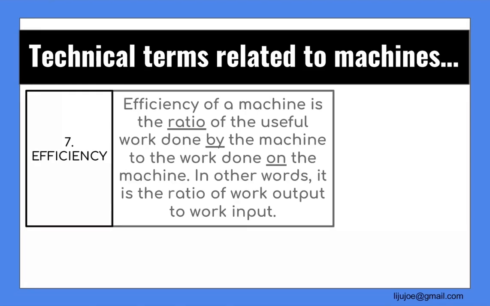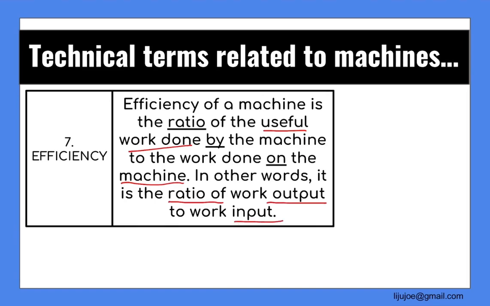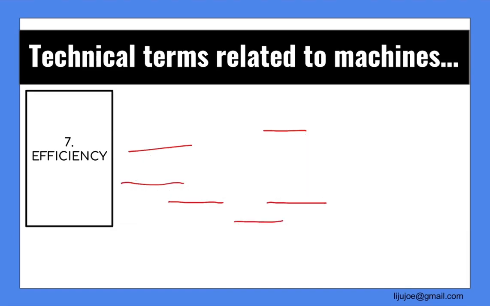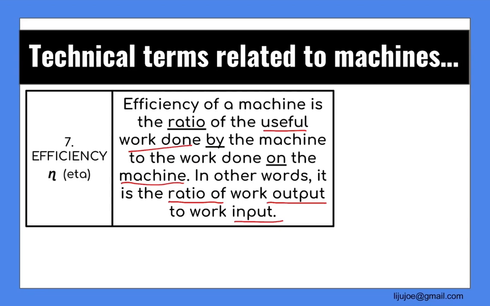So efficiency is the ratio of useful work done by the machine to the work done on the machine. We already discussed work done by the machine and on the machine. So we can say that it is the ratio of work output to work input. And efficiency is represented by the symbol eta. You can see eta over here. It's a Greek letter.